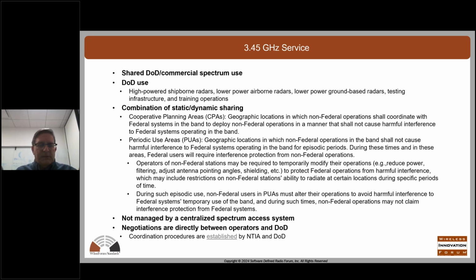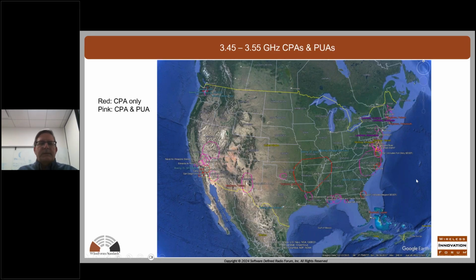All I can say is it's not a centrally managed, spectrum access system-like system. There's no ESC sensor at the moment that detects radar activity. This is all prior coordinated directly between the licensees and the DoD. The next slide has a little map of where these CPA and PUA areas are. They're not small; it's not an insignificant portion of the country that is in a CPA and/or PUA, and they're highly populated areas. If you look up in the mid-Atlantic, there's a lot going on there. So it's a challenge and it's still being worked out.